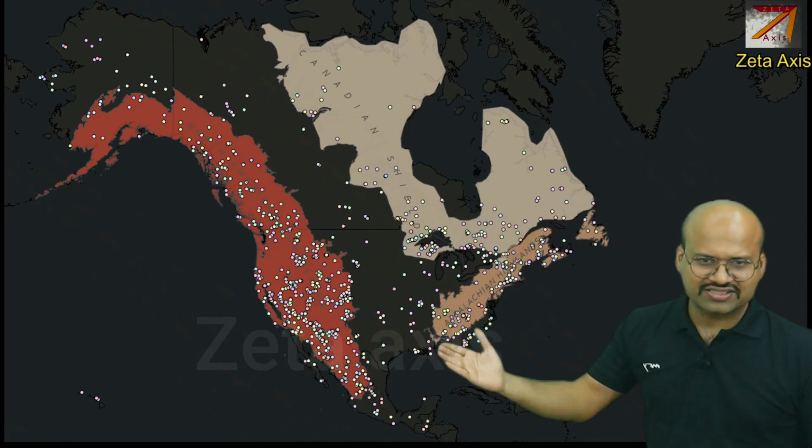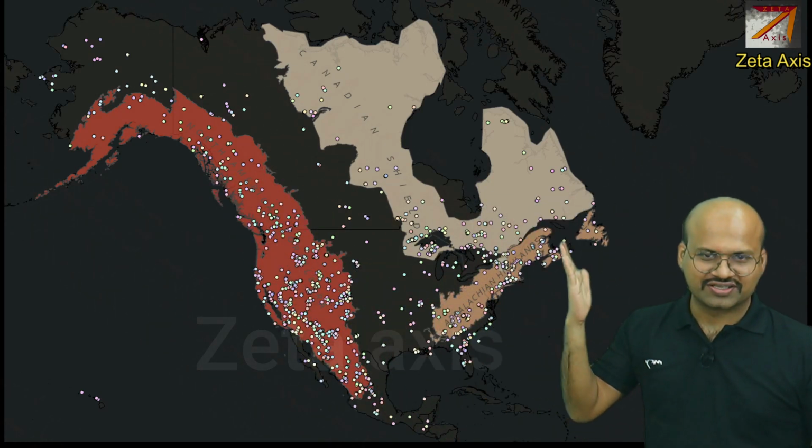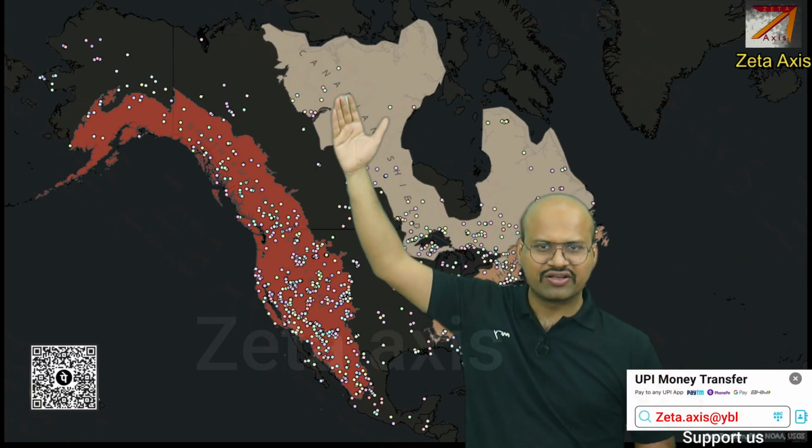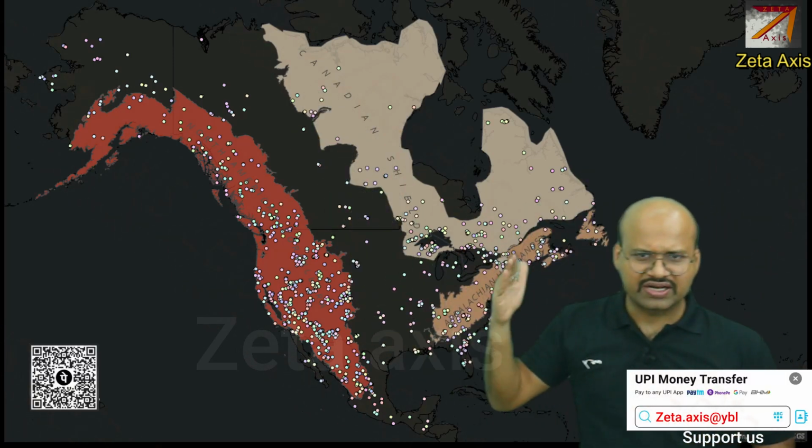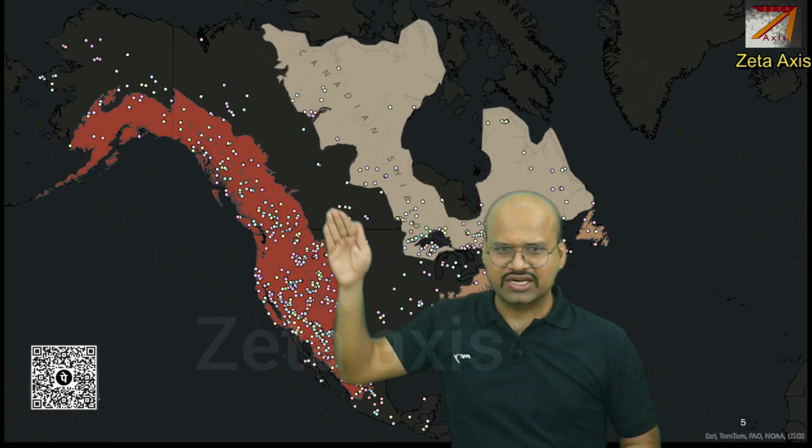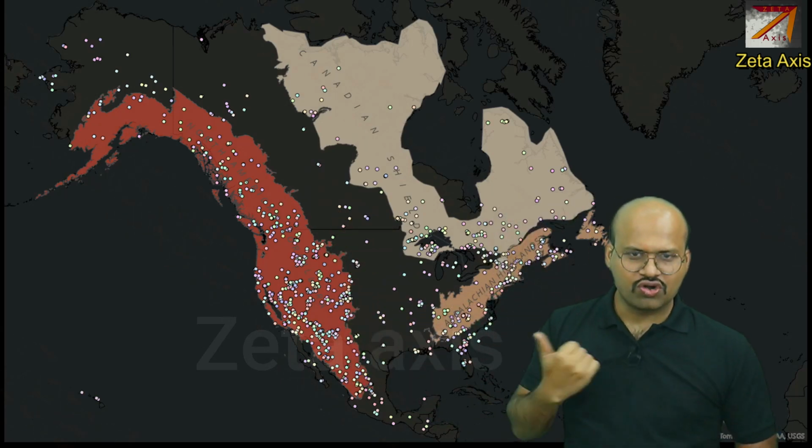Here on the eastern side, we have the Appalachian Mountain region, and then this is the Canadian Shield, which has some amount of minerals, and then the least amount of minerals are found in this interior lowlands.